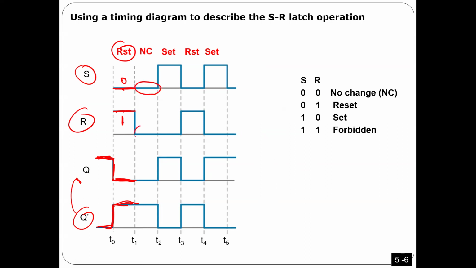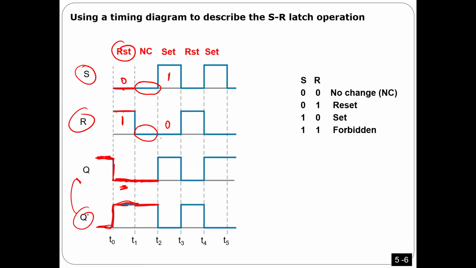What happens next here in this time slot, we have 0, 0. What does 0, 0 mean? No change. That means if you are 0, here I'm 0, you have to continue 0. If you are 1, you have to continue 1. But here, in this specific case, I'm 0, so I have to continue 0. Make sense? Let's look at the next one.